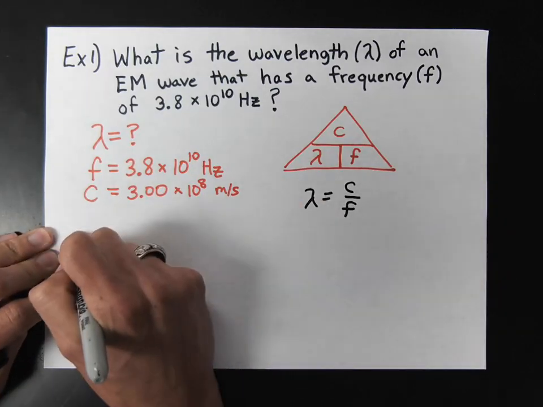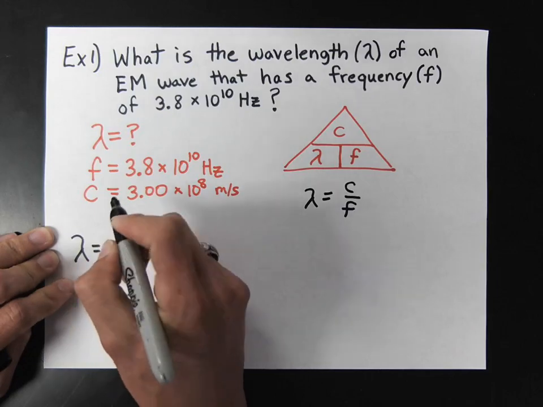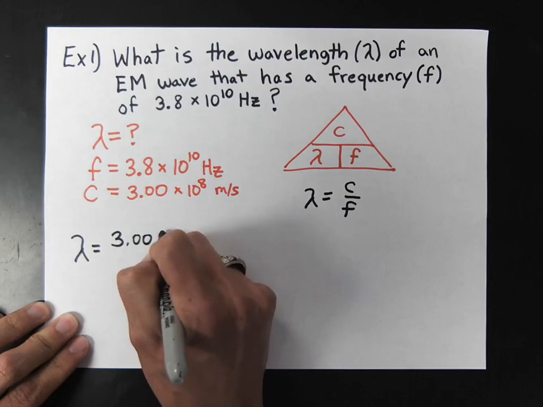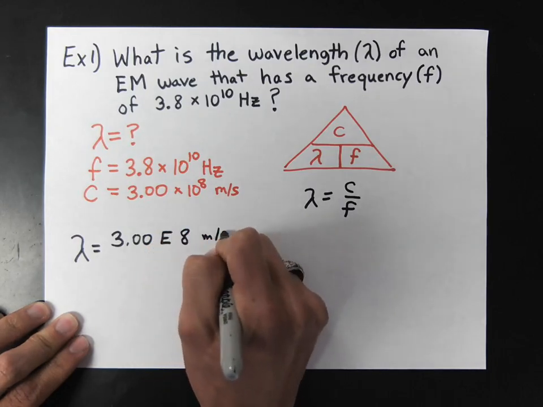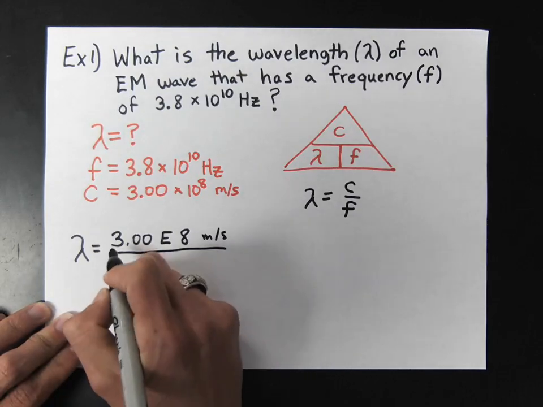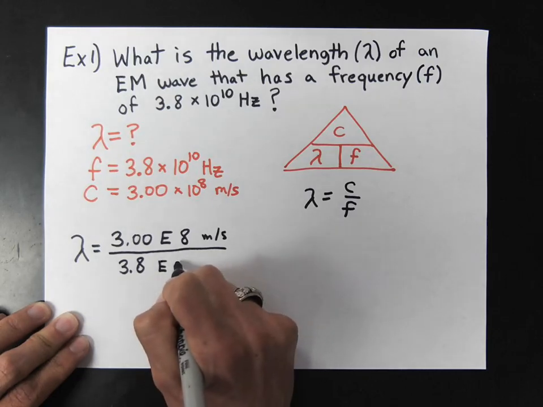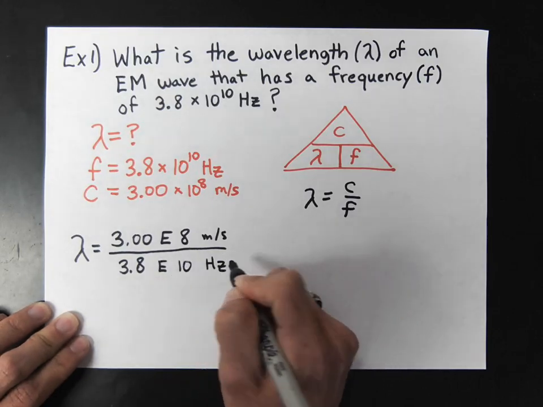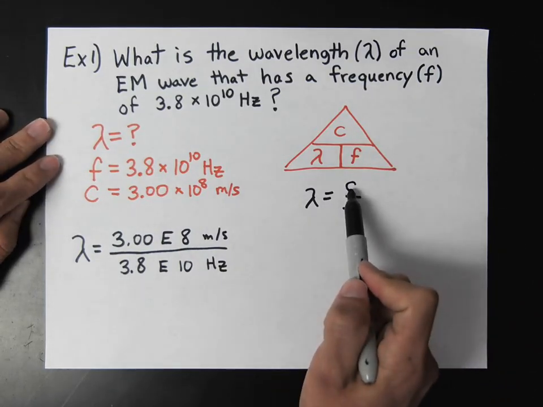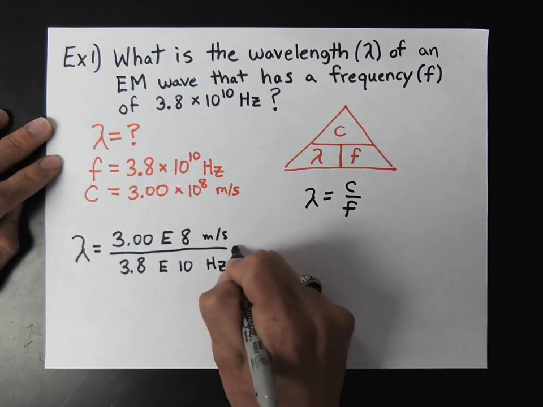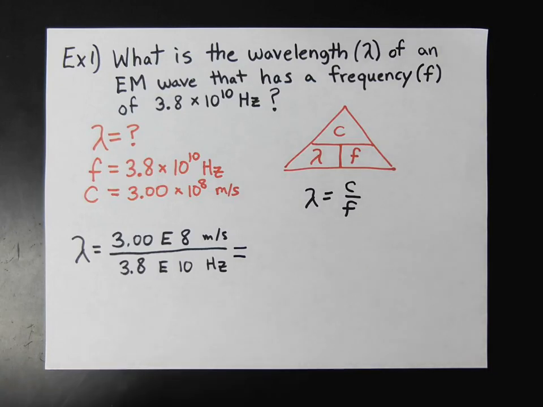So let's show the work. I'm going to use a different expression. We have our speed of light on top. You divide it by your frequency, which is right there. So you're going to get a calculator and solve for the answer.